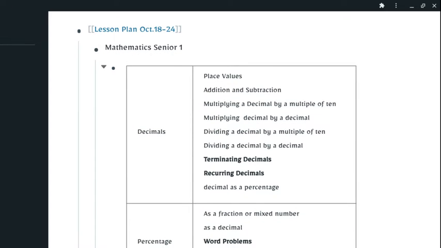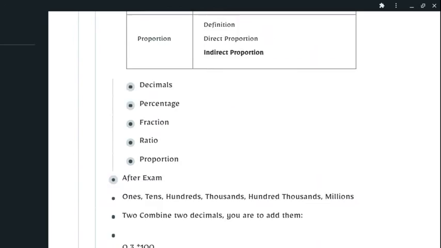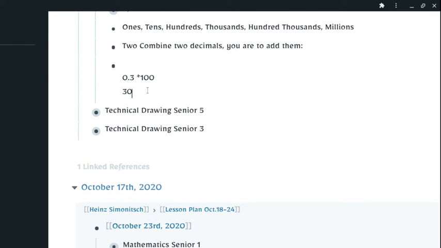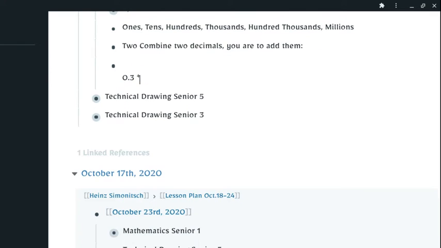Now, multiplying a decimal by a decimal. Okay. So what if we didn't get to multiply that number by 100 or 10? What if it was actually just 1.1, something like that?